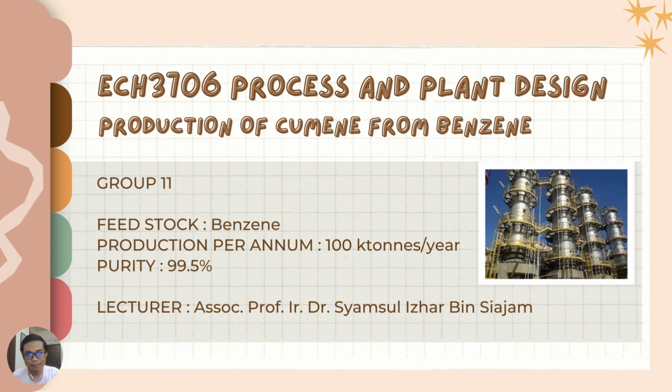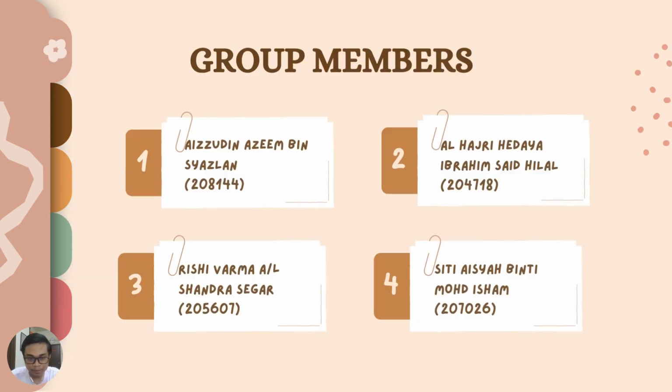Want to present the process and plant design. We have a topic of production of cumene from benzene, and as the topic suggests, our feedstock is benzene to produce 100 tons per year of cumene with the purity of 99.5%. So these are our group members: Aizzudin, myself, Hedaya, Rishi, as well as Aisyah.